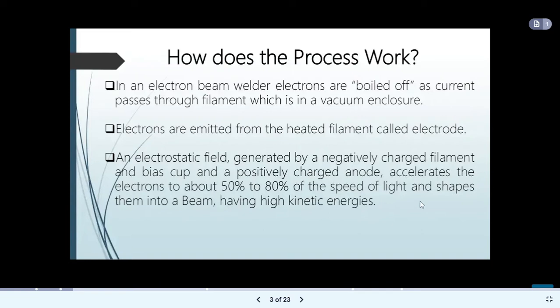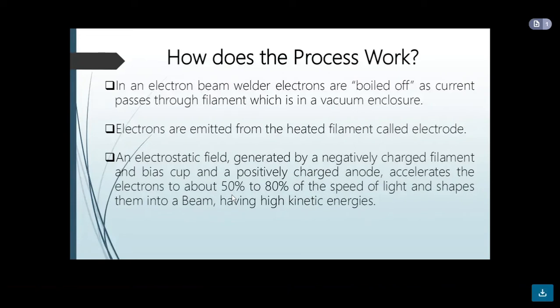The velocity obtained by the electrons is up to 50 to 80% of the speed of light, and due to this higher velocity, the electrons carry kinetic energy.